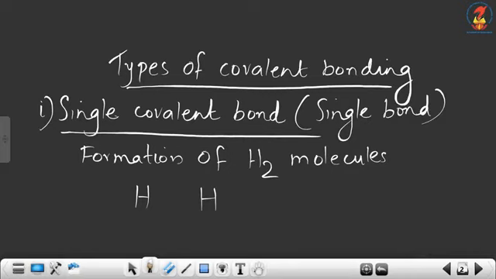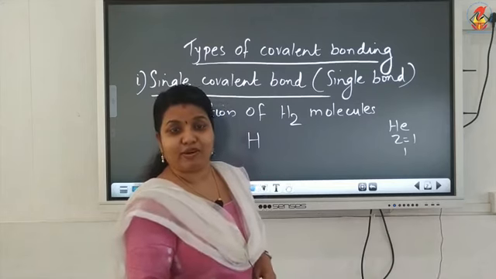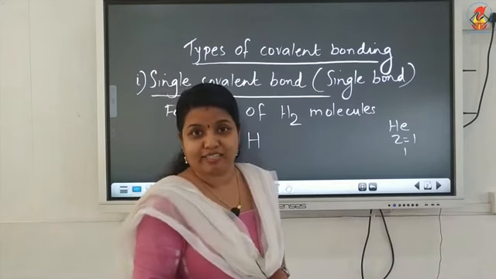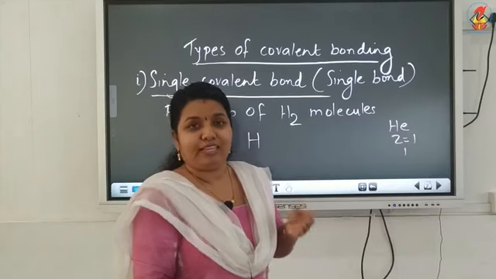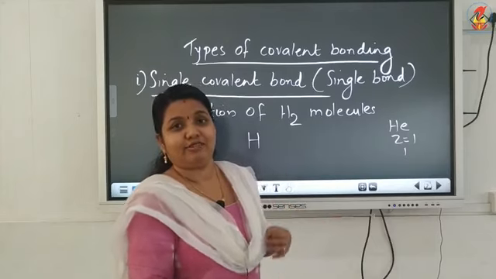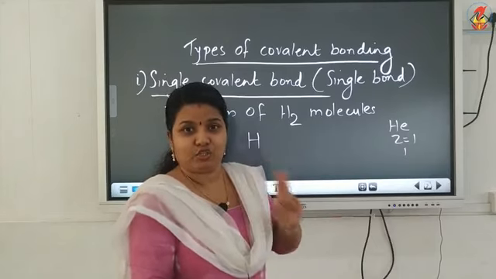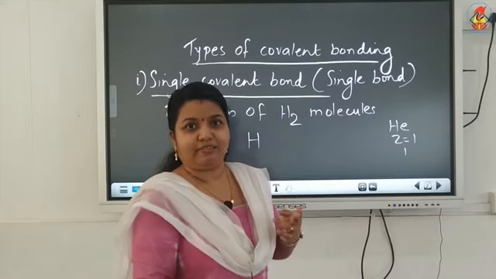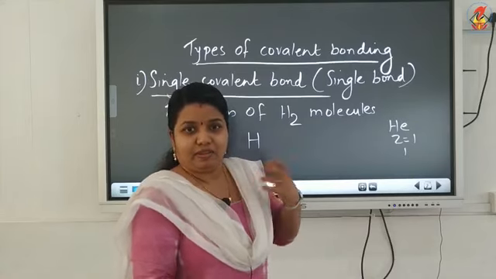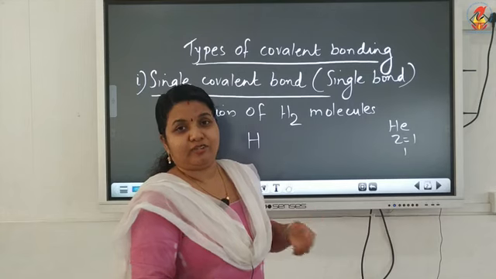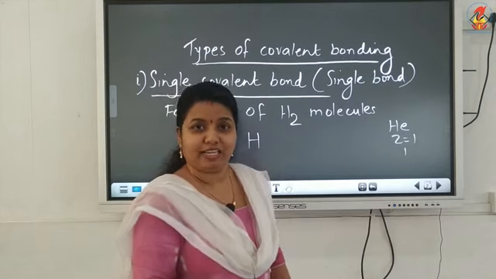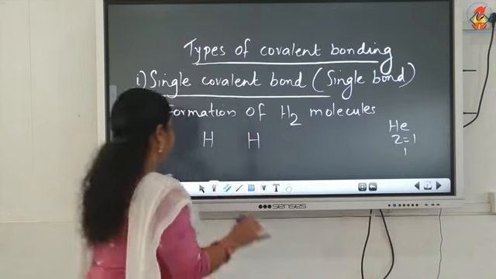Two hydrogen atoms. And what is the configuration of hydrogen? The atomic number is 1, so the electronic configuration is also 1. Which is the nearest noble gas? The nearest noble gas is helium. So hydrogen always has a tendency to get the configuration of helium, which is 2. The tendency of hydrogen is to gain one more electron so that it attains the configuration of the nearest noble gas, helium.